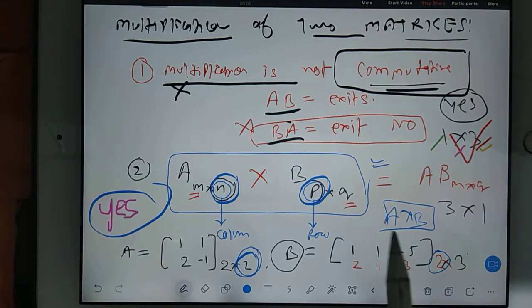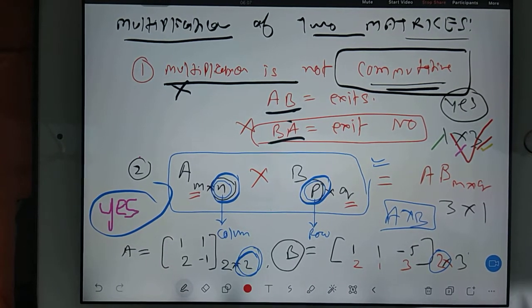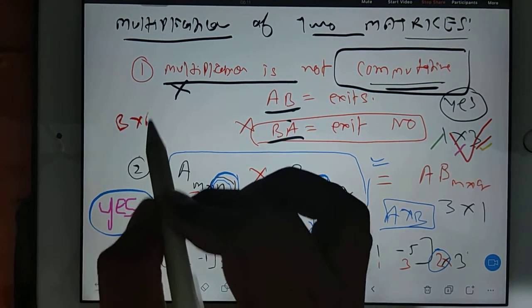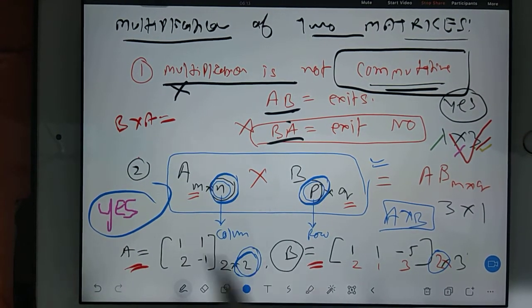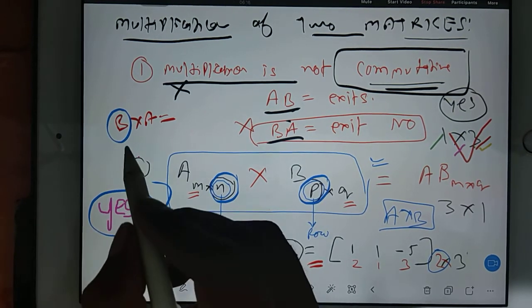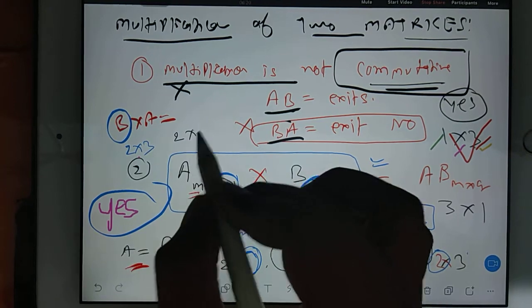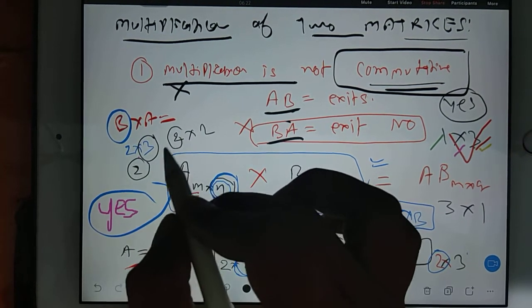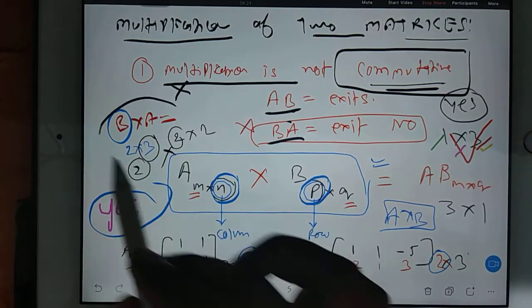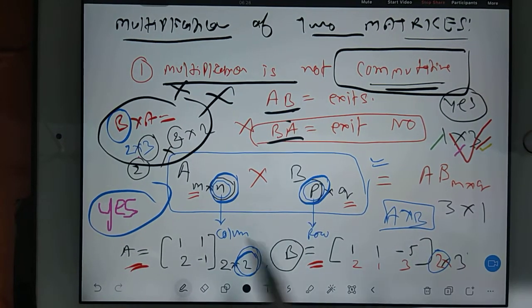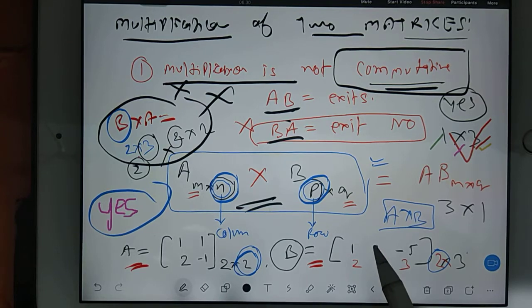How to find it out, I will let you know soon. But if you want to find B into A from the same given data of A and B, it is not possible. Why? Because the order of B is 2 into 3, but the order of A is 2 into 2. Then again this 3 and this 2 are not matching. So that's why it is not acceptable.